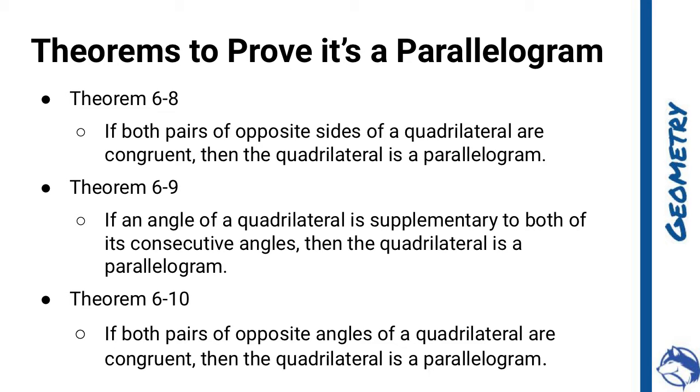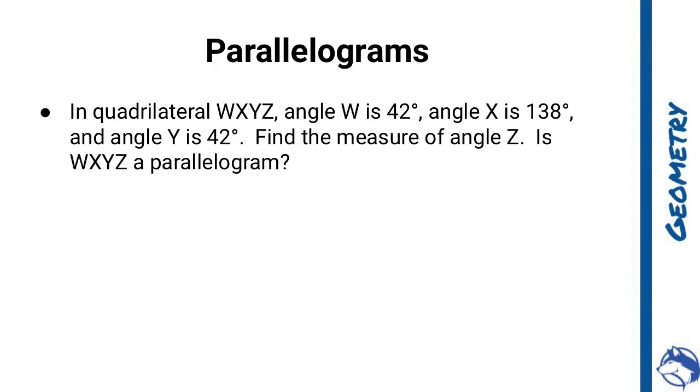parallelogram. In theorem 6.8, if both pairs of opposite sides of a quadrilateral are congruent, then the quadrilateral is a parallelogram. If an angle of a quadrilateral is supplementary to both of its consecutive angles, then the quadrilateral is a parallelogram. And theorem 6.10 is if both pairs of opposite angles of a quadrilateral are congruent, then the quadrilateral is a parallelogram. And so this is kind of going backwards from what we've done already about proving that something is a parallelogram, like when it is a parallelogram anyways. And so we know that if these are true, it has to be a parallelogram.